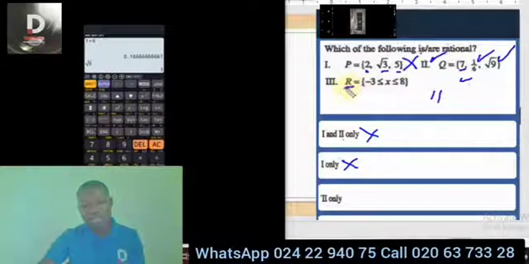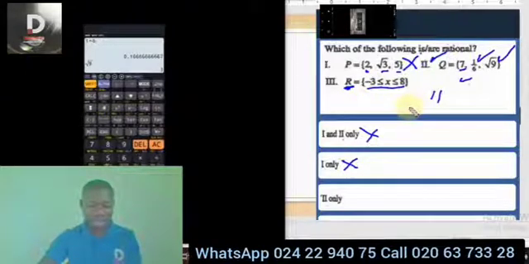Can you see this R representing real numbers? That means the set can be both rational and irrational numbers combined. Real numbers are the combination of rational and irrational. So this is also disqualified. Therefore, II only is the correct answer. Have you seen the picture? Good. So let's move to the next question.